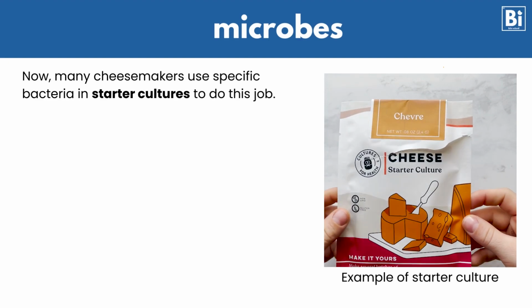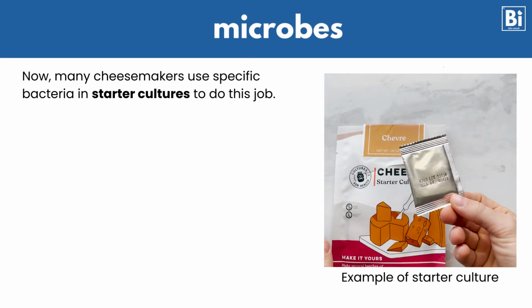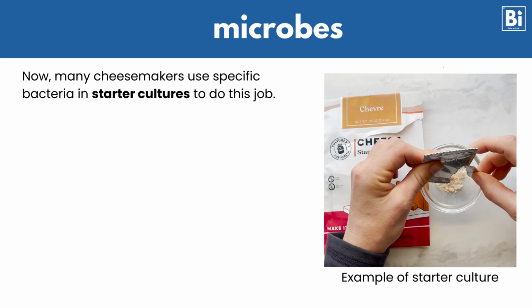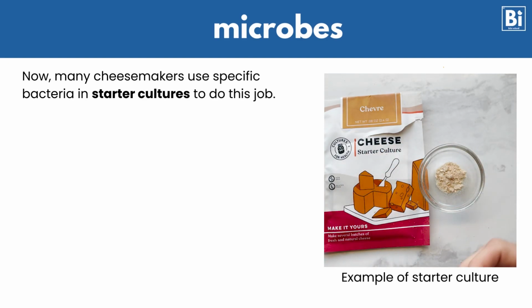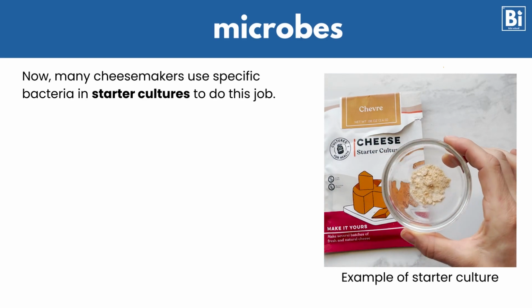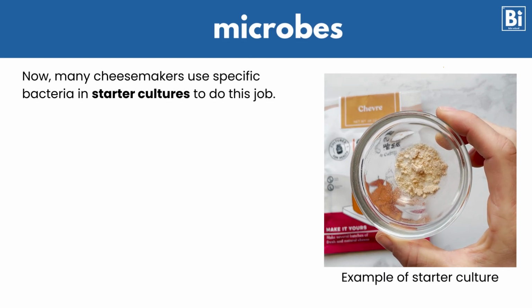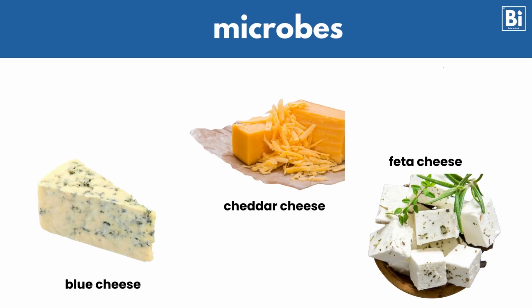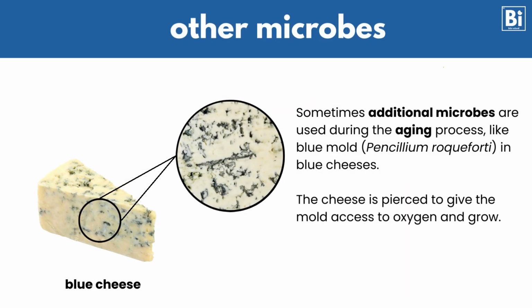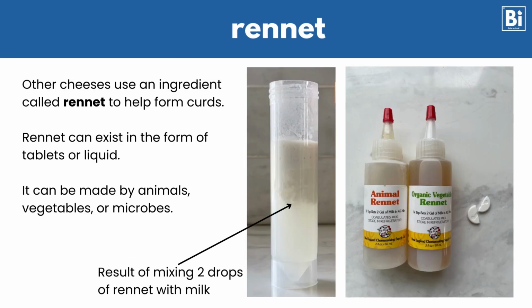Nowadays, most cheeses are not made this way because there can also be other bacteria that we don't want that may also grow and thrive in the milk. It's not very controlled. We really don't know exactly what we're going to get. So now many cheesemakers add specific bacteria and cultures that they know exactly what's in that culture, and it's much more controlled to do this job. Some examples of cheeses that are made with microbes or bacteria, specifically lactic acid bacteria, are feta, cheddar, and blue cheese. It's important to note that some of these cheeses also use other microbes, but that's not actually in the curd formation process. Other cheeses use an ingredient called rennet to form curds.